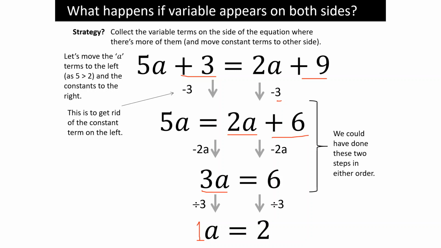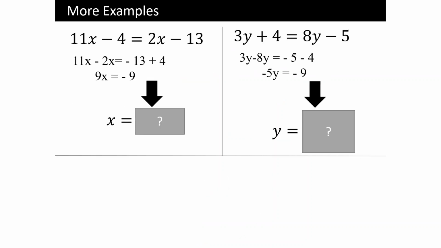All right, guys? Now let's look at these two examples. The first one has 11x minus 4 is equal to 2x minus 13. The first thing we need to do is to get all the variables on one side of the equation and all the other numbers that we will call constants on the other side. So to remove this 2x from the right-hand side to the left-hand side, the 2x is positive, so to bring it to the other side, it becomes negative.